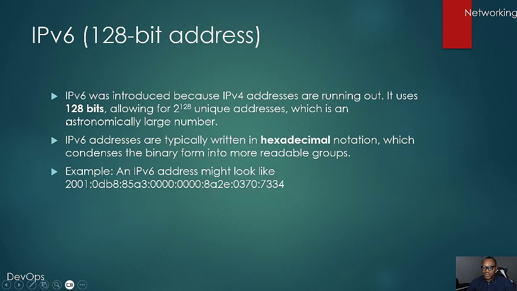But I just want you to know that IPv6 is a 128-bit IP address, and it was created after it was discovered in the 1980s that IPv4 addresses were not going to be enough. It allows for 2 raised to the power 128 unique IP addresses, which is an astronomically large number. So that's just that about IPv6.